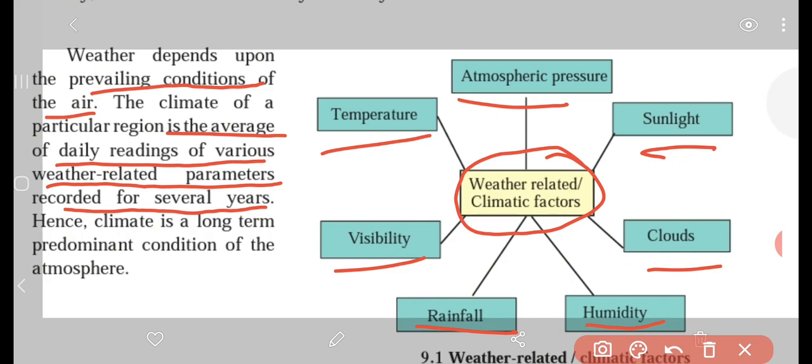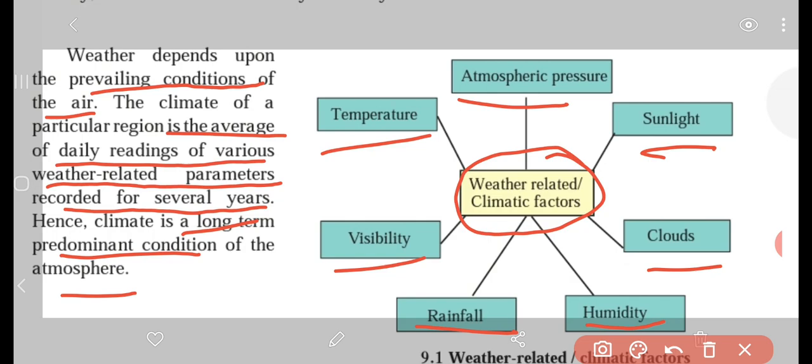Weather is for a particular time, for current conditions and situations, whereas climate is for a long time. And it is an average of daily readings of various weather related parameters. So hence we can say climate is a long term predominant condition of the atmosphere. For example, now we are towards the end of the monsoon climate. Now this is the time where the monsoon climate is going to end in our region. So climate is the prevailing weather condition for a long time.